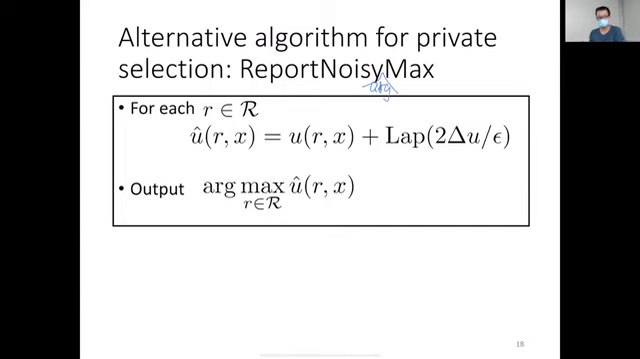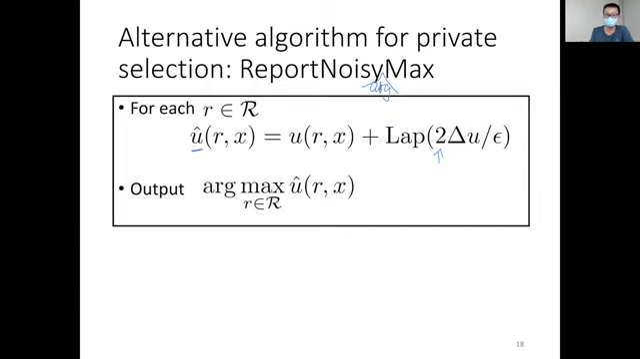Report noisy argmax. So here's the algorithm. Let's say that we are given a utility function which is low sensitivity. Effectively, we add noise to the utility function and create a randomized version of it by adding Laplace noise. The amount of noise we add is as if we were trying to satisfy epsilon-DP with the Laplace mechanism, but with an additional factor of 2 in front. Then we output the argmax of the perturbed version of the objective function. Is the algorithm clear?